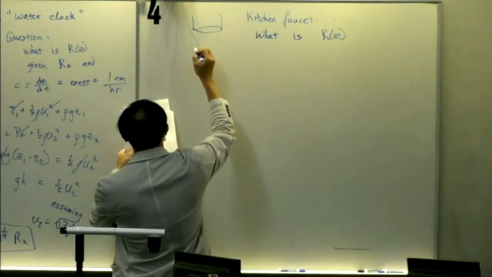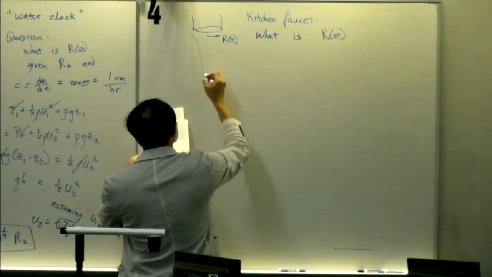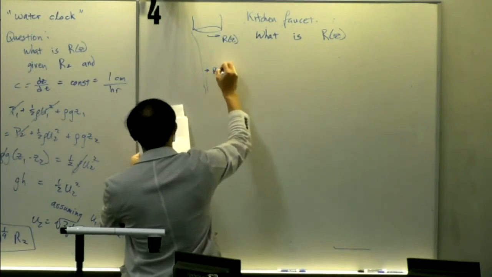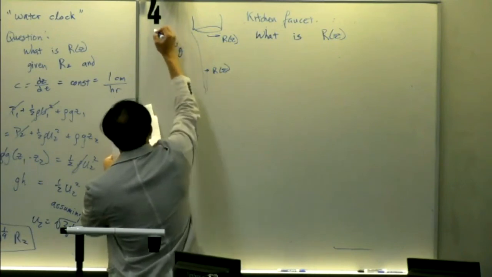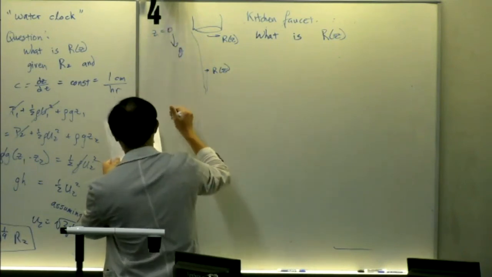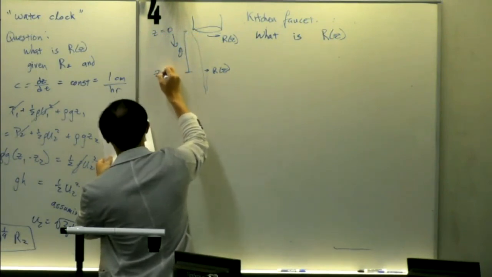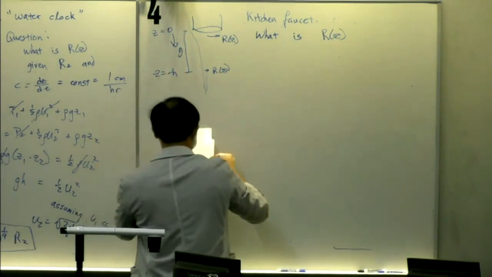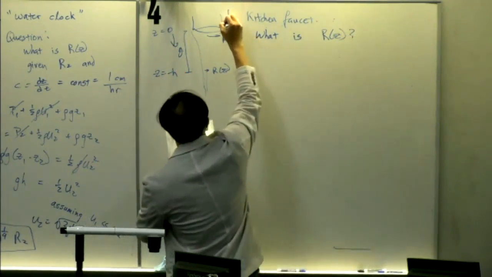So again, you have R as a function of Z here, R as a function of Z out here. And you have gravity, and we'll call this Z equals 0. The easiest thing, we'll call this Z equal to negative H. But you basically want to solve for the shape when you have a gravitational field.